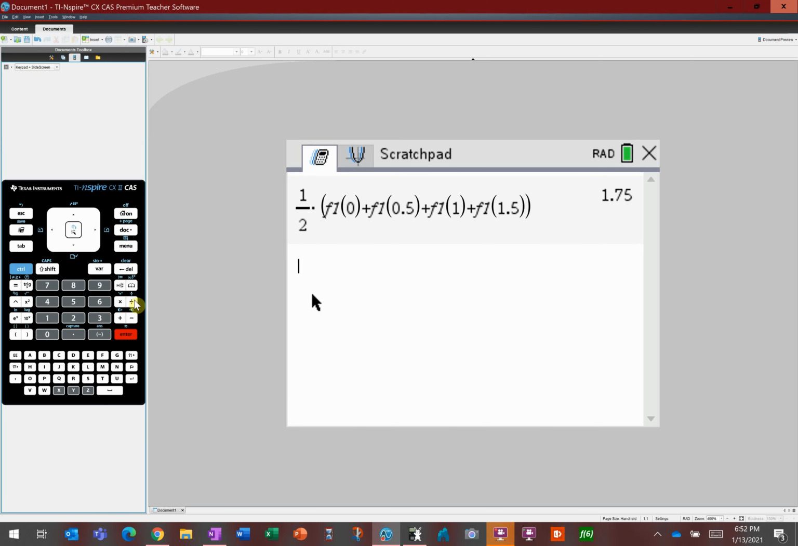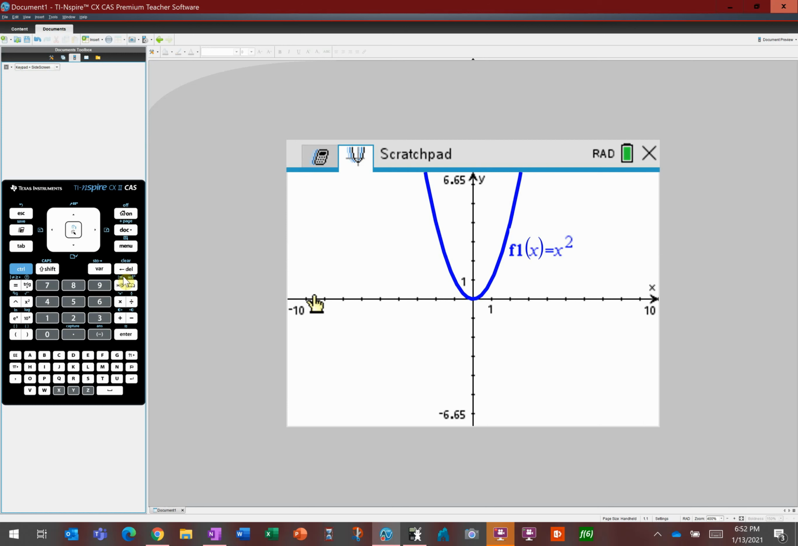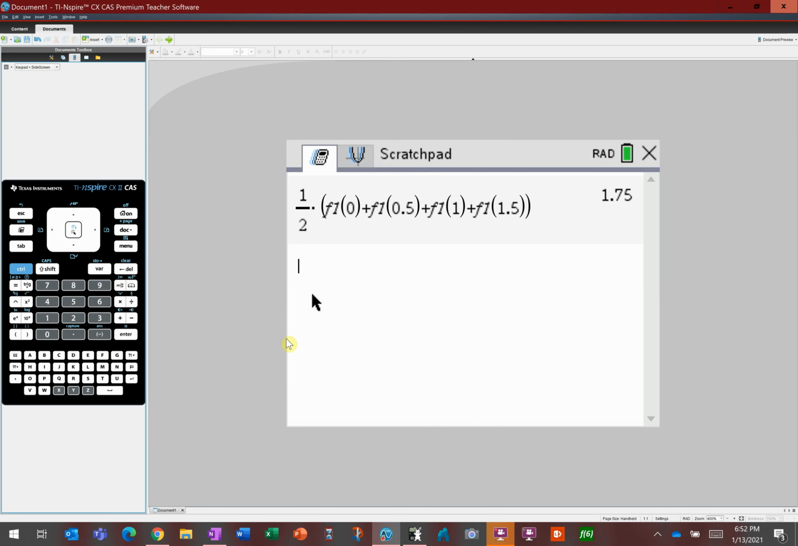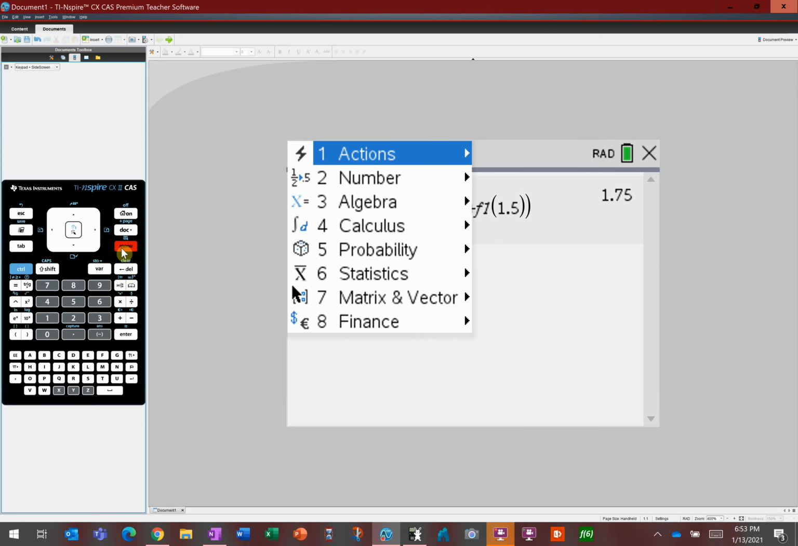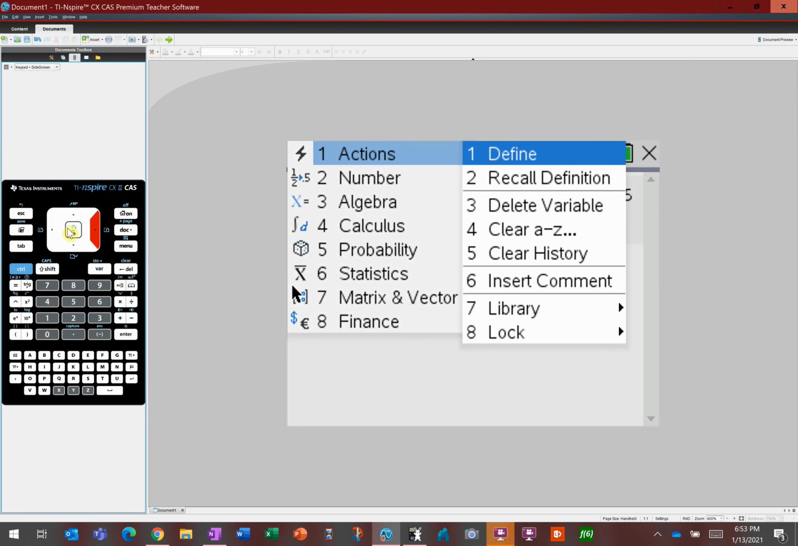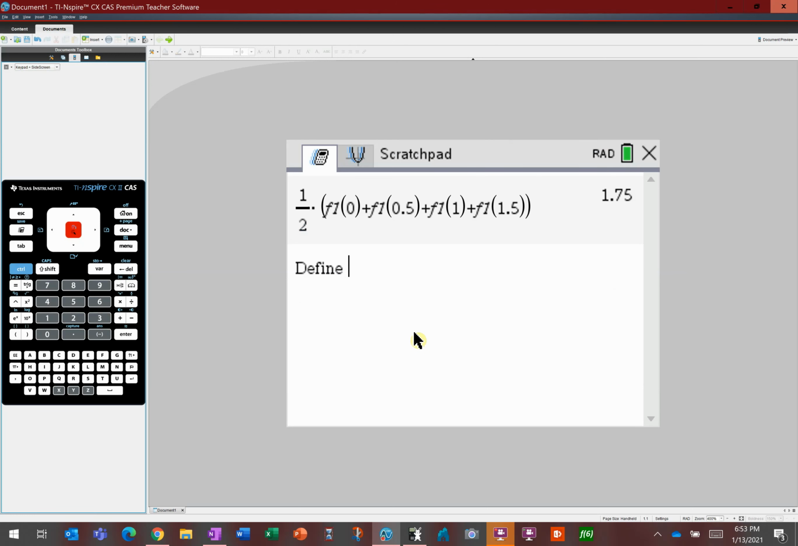If you wanted to do this slightly differently, you could, instead of having the function graphed, I'm going to go ahead and delete this just so you don't think I'm pulling wool over your eyes. We could go back here and we could take that equation, x squared, and we could actually give it a name. So maybe we want to call this function g of x. Well, great. We have the option to go to Menu, Actions, Define, Menu 1-1. And it says, what do you want to define? I would like to define the function name g of x as the function x squared.